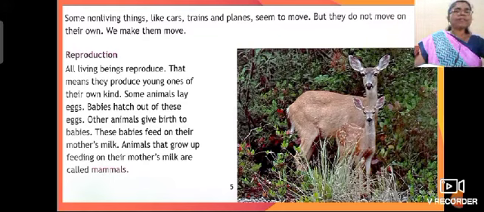Next, reproduction. All living beings reproduce. That means they produce young ones of their own kind. Some animals and birds lay eggs. Babies hatch out of these eggs. Other animals give birth to babies. These babies feed on their mother's milk. Animals that grow up feeding on their mother's milk are called mammals.